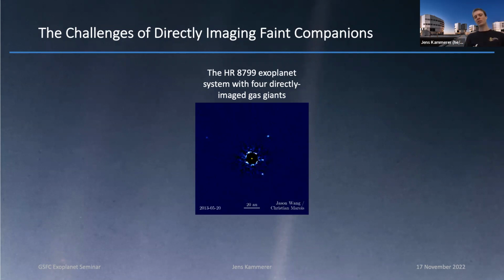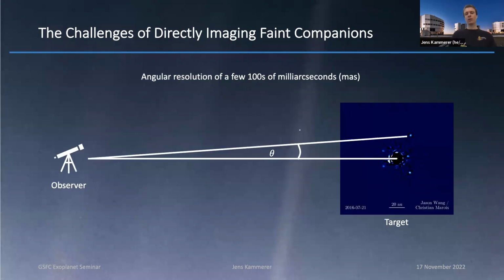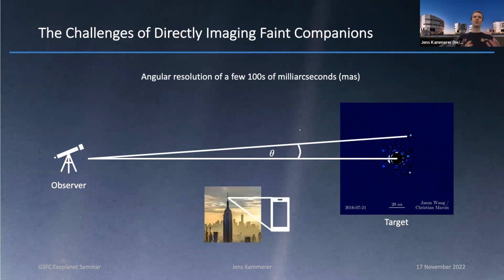The two major challenges that we have to overcome with these high contrast observations are basically angular resolution and contrast. So if you look at the separation that we find between these faint exoplanets and the host star, which is here located in the center of the image behind this black disk, it's only a few hundreds of milliarcseconds. So we really need the biggest telescopes that we have both in space and on the ground to be able to resolve these scales. Just for reference, similar as if you glue your smartphone to the antenna of the Empire State Building and try to observe it from right here where we are.